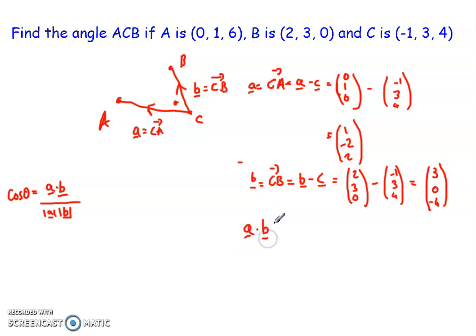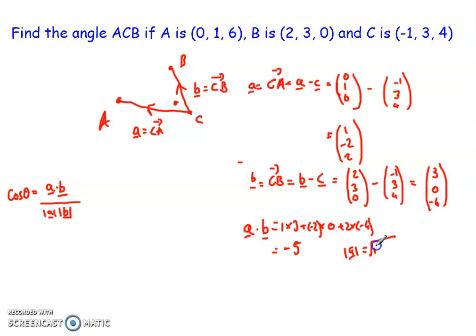So my A dot B is the equivalent of 1 times 3, plus -2 times 0, plus 2 times -4. So 1 times 3 is 3. This part here is 0. This then becomes minus 8. So it's 3 minus 8, so it's -5.